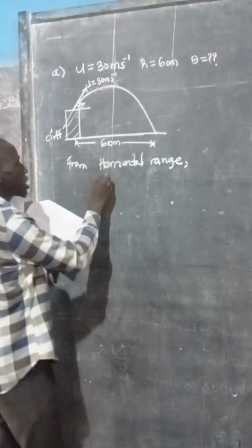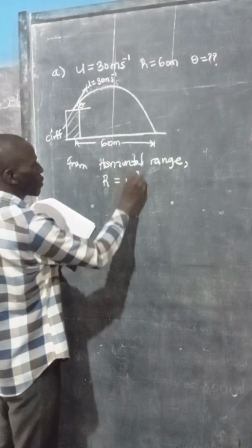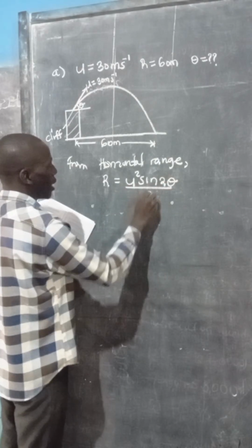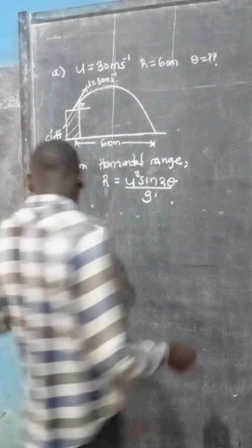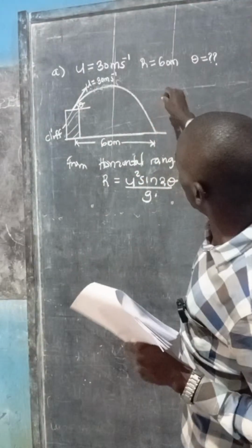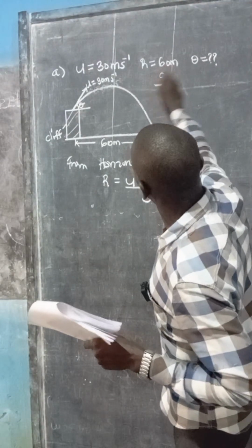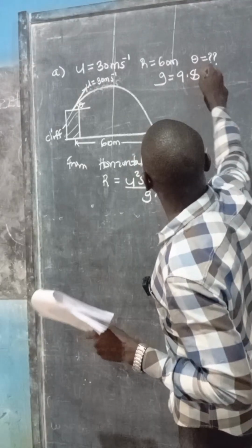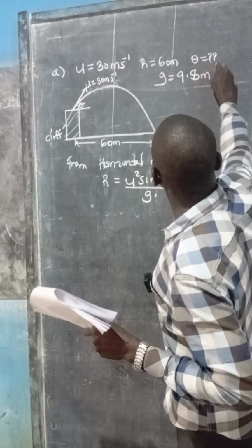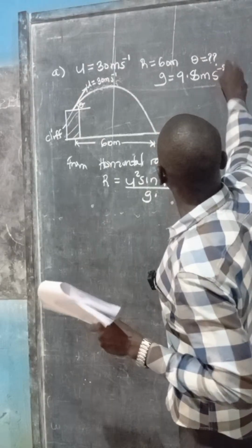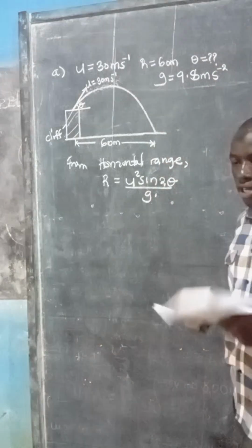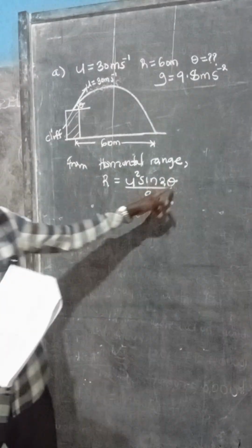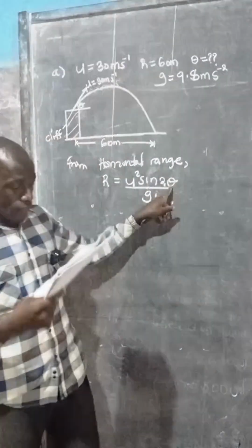Right? That is given by R equals U squared sin 2 theta divided by g. Because g is acting as a constant value, I am going to include it in my summary here. My g is 9.8 meters per second squared. Remember, it is the acceleration due to gravity and is a constant value. So we are going to look at how to come up with the value of the angle.